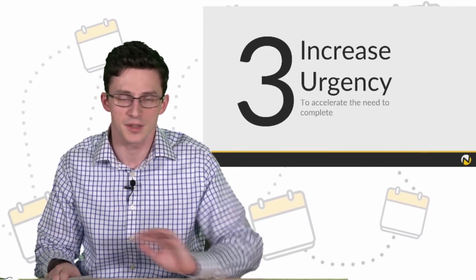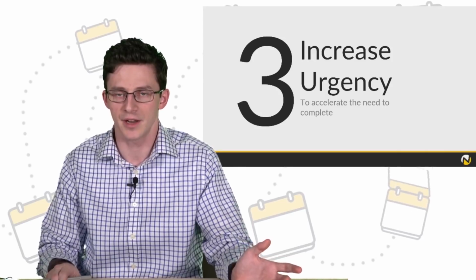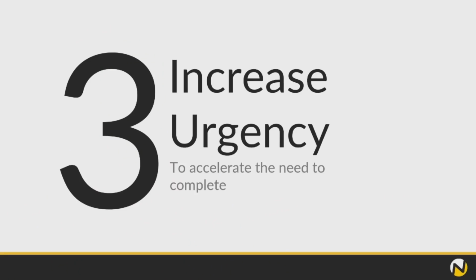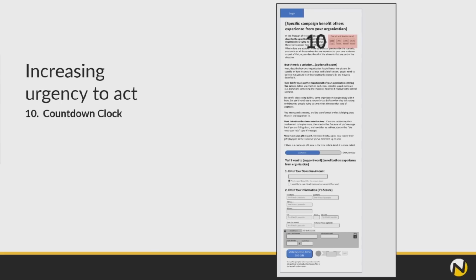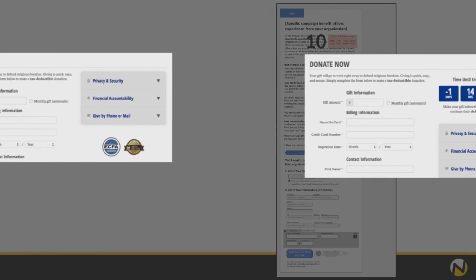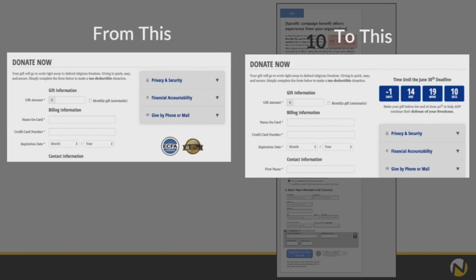Let's go through the third one. This is to increase urgency. This one's really quick. Really obvious, right? We want to accelerate the need to complete, okay? What are things that we can use to accelerate the need to complete? A countdown clock, right? Even though it seems silly, it's a graphical representation of the natural deadline that's about to occur, especially with calendar year end, okay? You've got a match, you've got something, even more so.